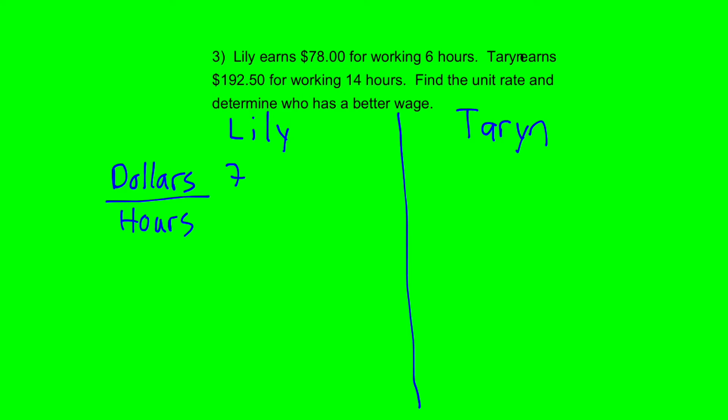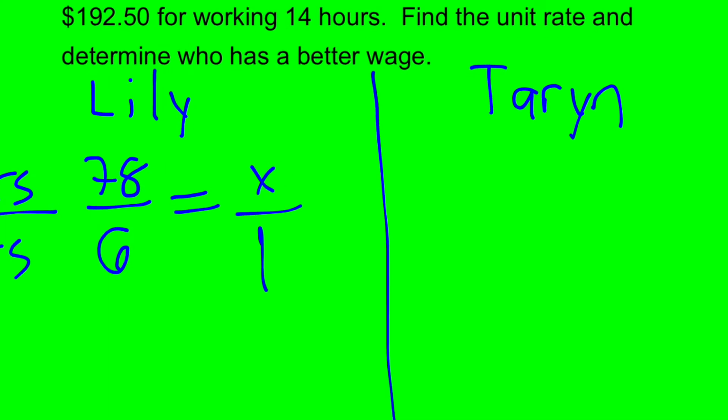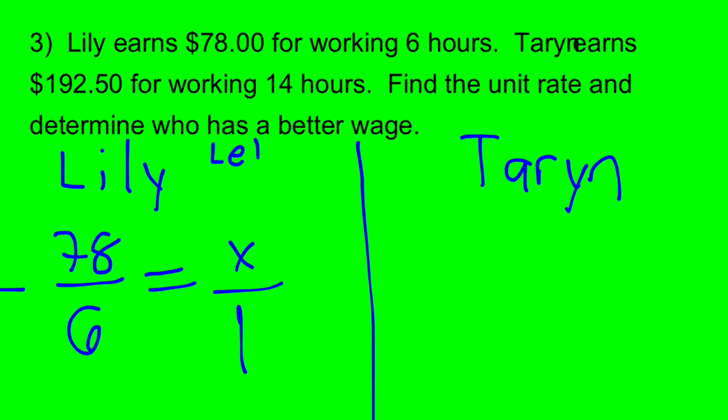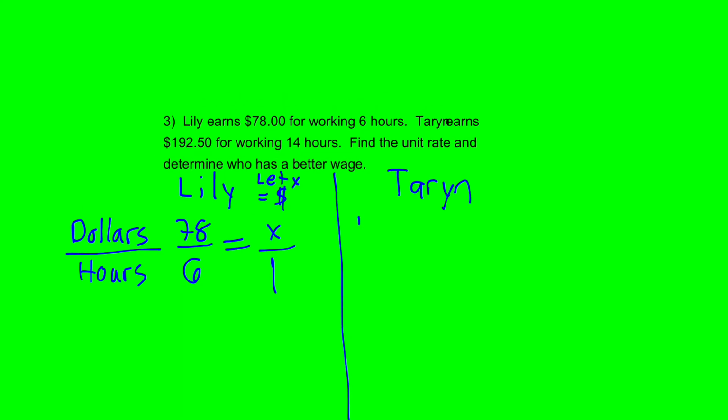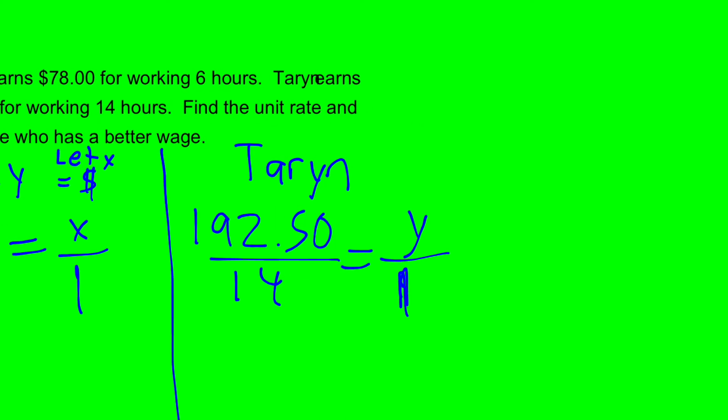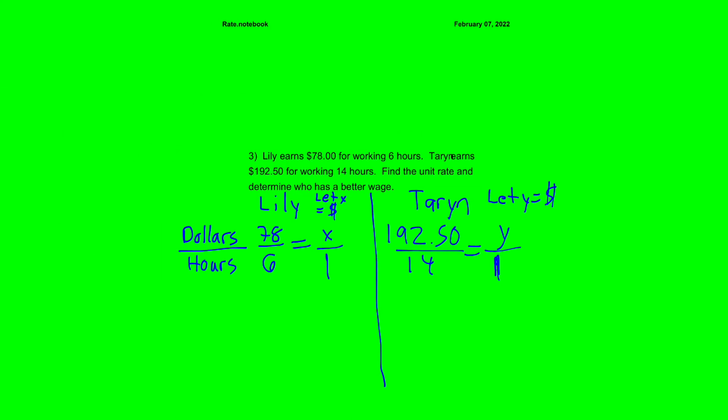Lily earns $78 for 6 hours. I'll shorten those up a bit in my ratio. We want to figure out how many dollars she earns per 1 hour. So there's our proportion. Let x equal the dollars. Then the same thing with Taryn: Taryn earns $192.50 over 14 hours, and we'll use a different variable for Taryn, y over 1. We want to know what she earns in 1 hour, so we'll let y equal her dollar amount.